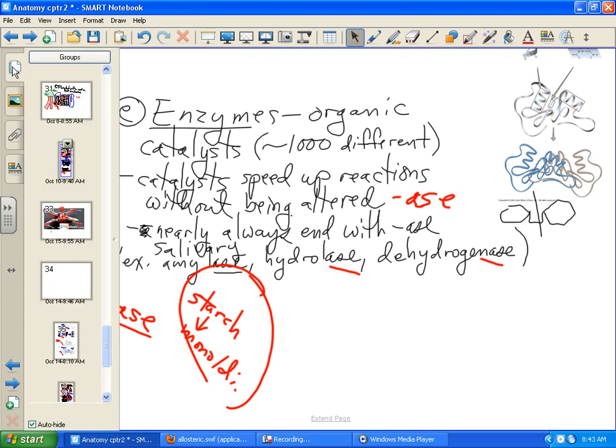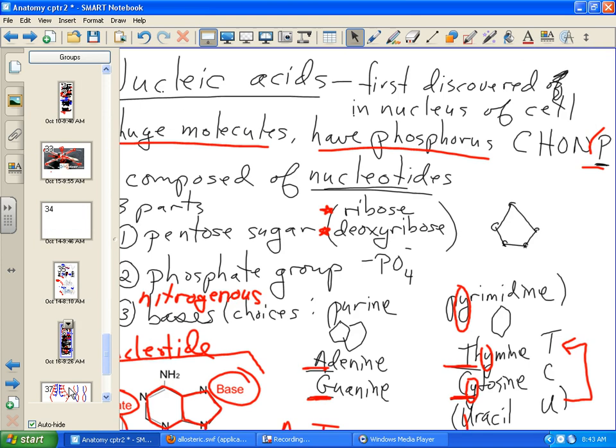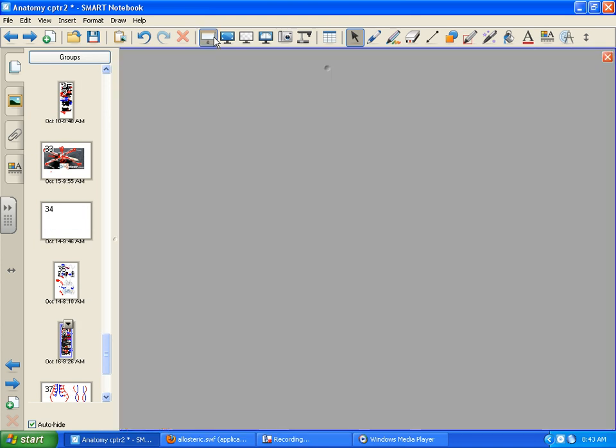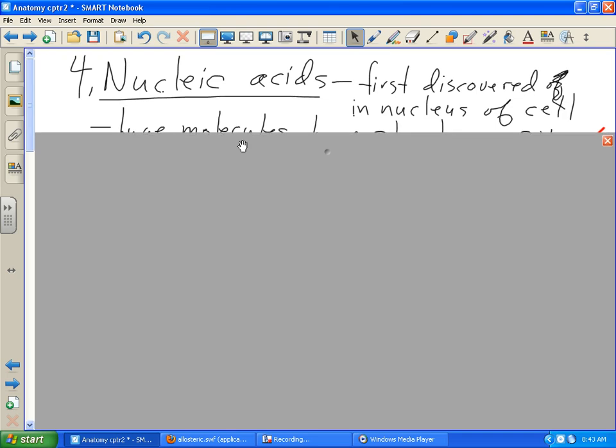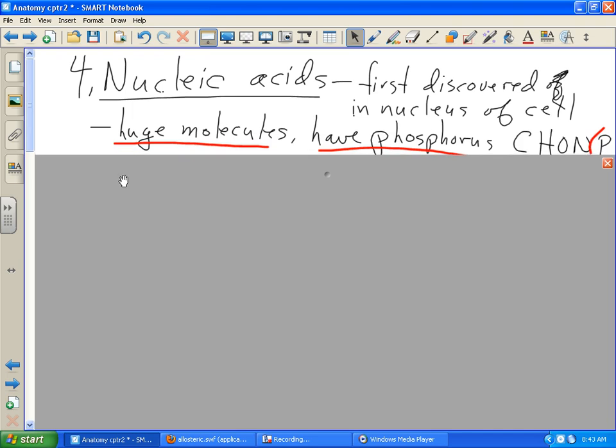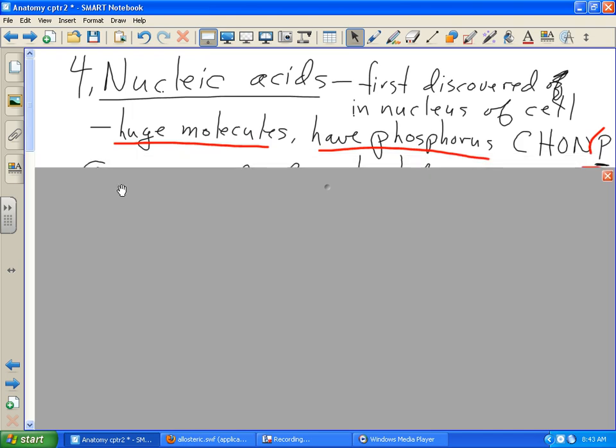All right. Let me at least introduce our last group. We're not going to get finished with this. We'll tackle this more on Friday. Our last group of organic compounds. So we had carbohydrates, we had lipids, we had proteins, and now we have nucleic acids. The reason we call these nucleic acids is because they were first discovered in the nucleus. I think that kind of makes sense. These are similar to proteins in that they're huge.